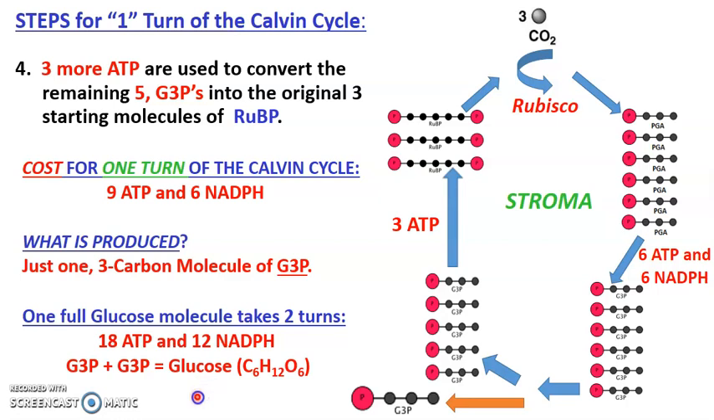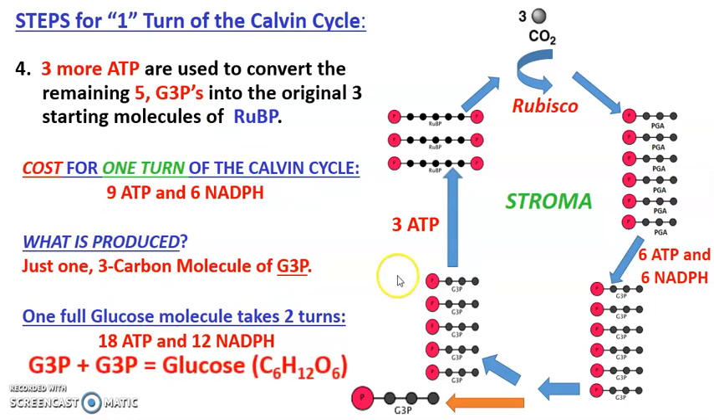So then I would do 4 turns times 9 ATP to give you 36 ATP to make 2 glucoses. Or again, if I want to make 2 glucoses, 4 turns times 6 NADPHs per turn would give me a total of 24 NADPHs to make 2 glucoses. So hopefully that'll make it a little bit easier for you to remember it in those terms.